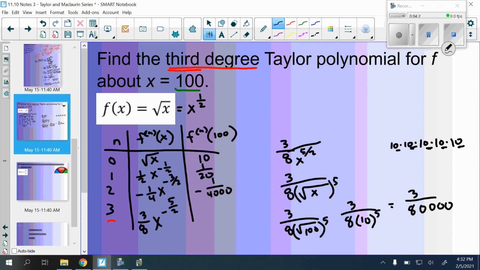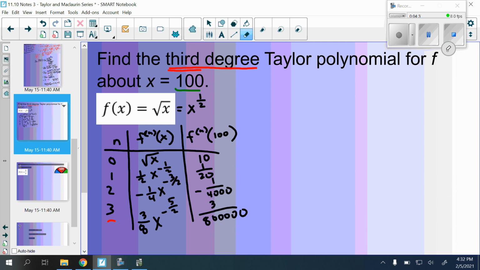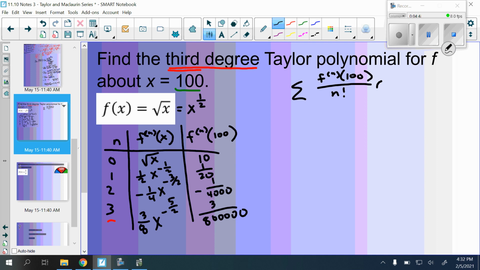All right, so now, yep, so I do need one more. Okay, so now we got that one. So now what we're looking at is, what is that written out now? So if we're going to write that out to the third one, remember our expansion here is going to be this value at 100 over n factorial times x minus 100 to the n. That's our Taylor expansion. That's just something you got to know here as we start with 0 and go to infinity, but we're only going up to the third one.